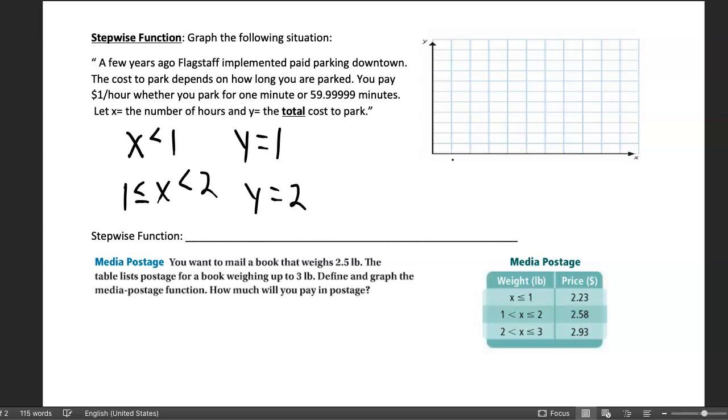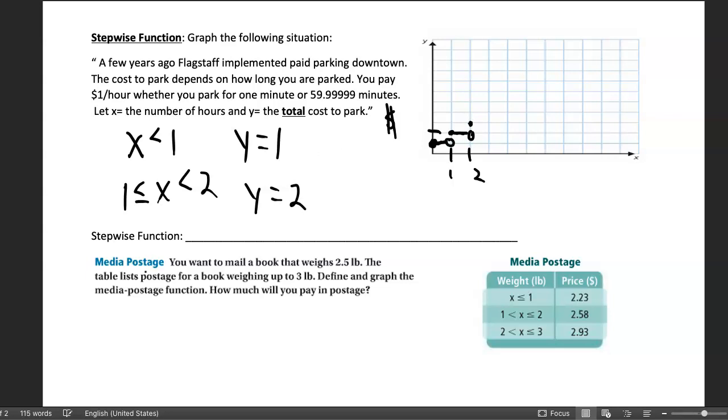So if this is our time, 1, 2, and this is our price, we start at 0 minutes. And even if we're there for 0 minutes, we have to pay the $1, all the way up until the 1 hour mark. As soon as we hit that 1 hour mark, we bump up to $2. And we're able to stay there for $2 for 1 hour, 59 minutes, and 59 seconds, all the way up until the exact 2 hour mark where we'd bump up again.